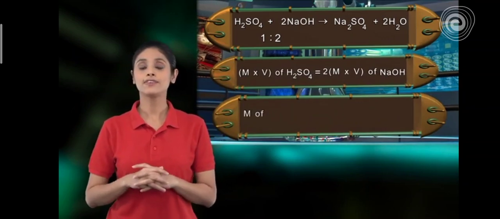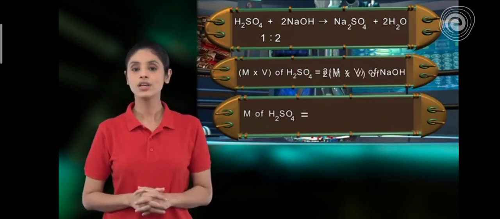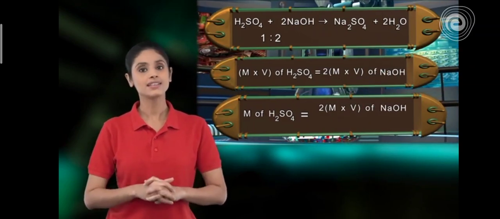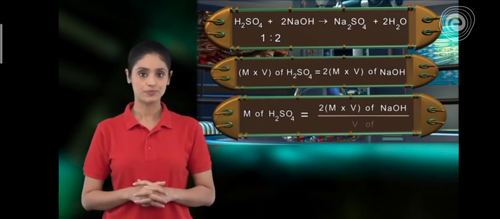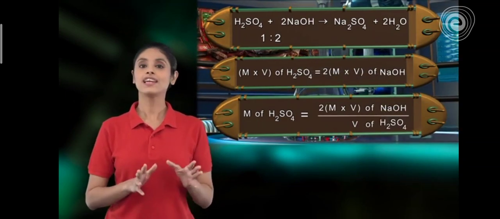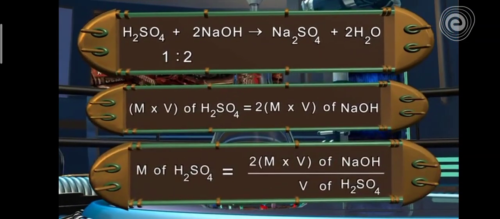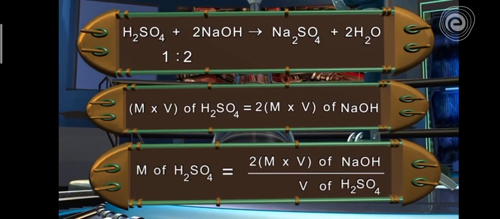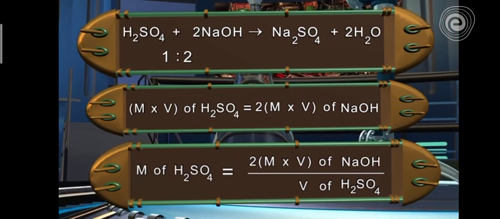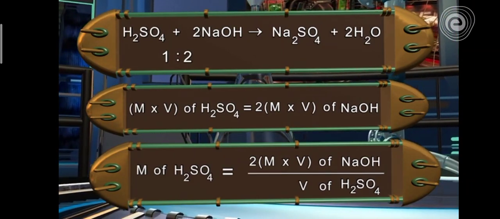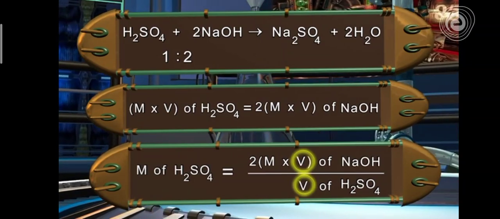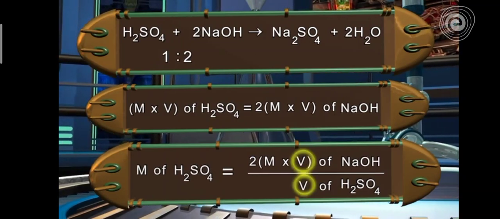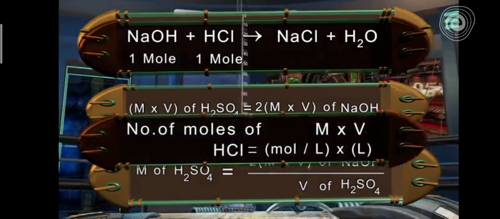Therefore, molarity of H2SO4 is equal to 2 times the product of molarity of NaOH and volume of NaOH divided by volume of H2SO4. Hence, the concentration of an acid or a base can be found out using the titration method. Note here that as the calculations of the concentrations of the solution involve the volumes of the reacting solutions, this process is often called the volumetric analysis.